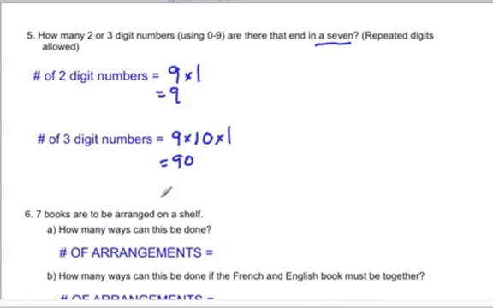So the total number of choices we have, the number of 2 or 3 digit numbers that end in 7, this is the rule of sum. It's going to be 9 plus 90, which is 99. And again, these would be mutually exclusive events. We can't have a 2-digit number and a 3-digit number. So if it says how many 2 or 3-digit numbers, then you can find the number of 2-digit numbers and the number of 3-digit numbers, and the rule of sum tells you that you add them.